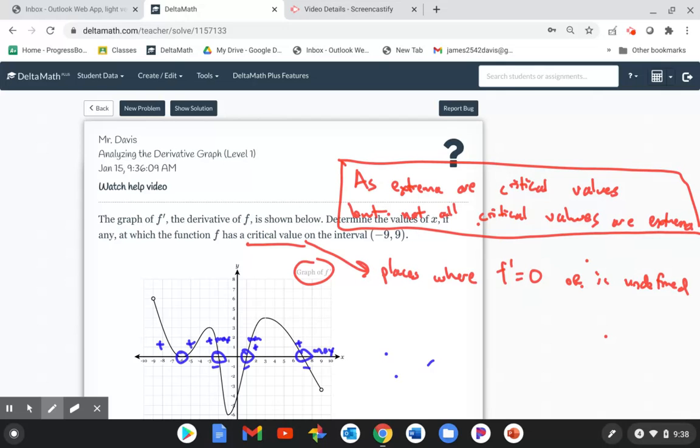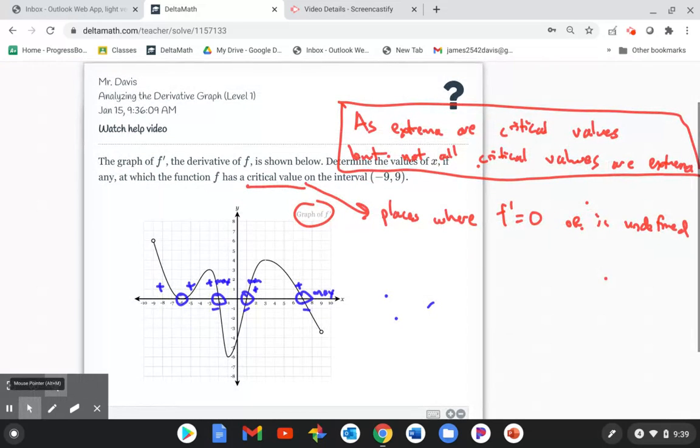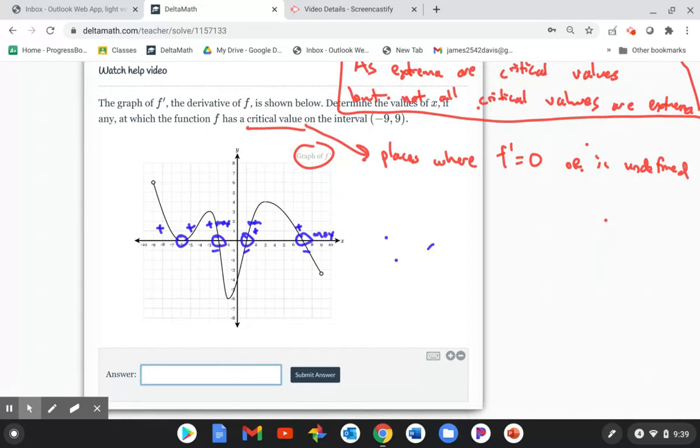So that's why we say not all critical values are extrema, because that is one that is a critical value, but not an extrema. Again, all of these are critical values, so we're going to type in all of them. That one just happens to be the case where the function is increasing, then levels off for a sec, slope is 0, and then keeps increasing. So we need 4 of them: -6, -2, 1, and 7.